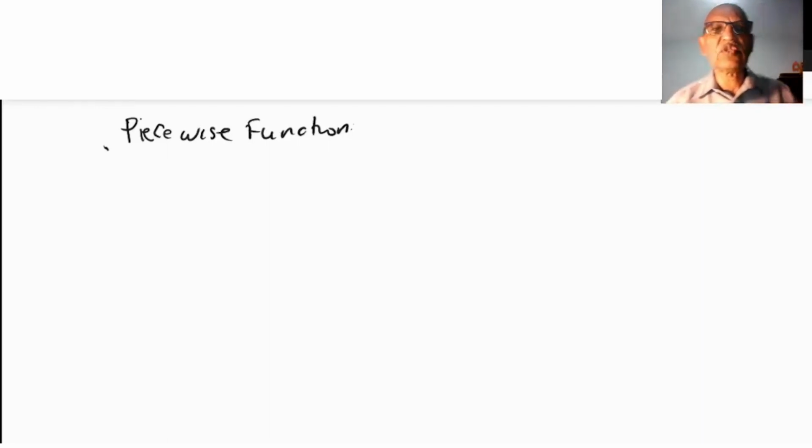Okay, our lesson today will be piecewise functions. Piecewise functions, we can see them in advanced functions or in calculus. So they're the same, but in calculus we do them in detail. So let's see the first piecewise function we have.